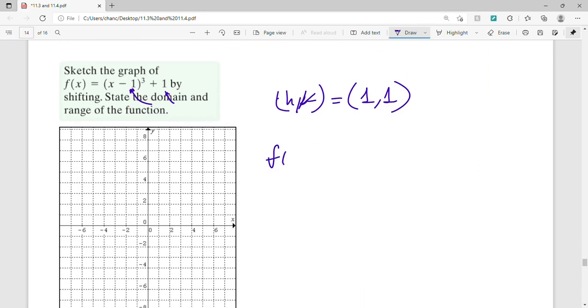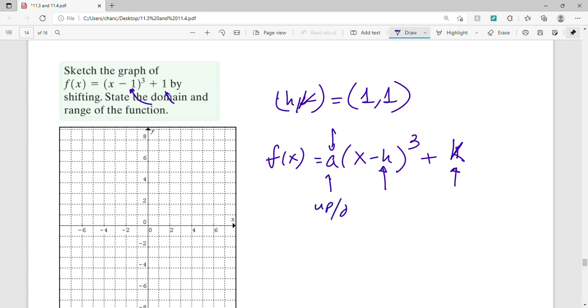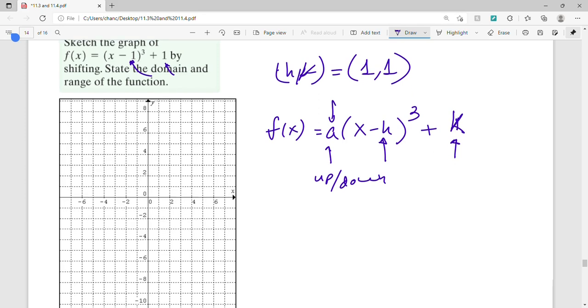And just like before, we have that standard form, where this hk represents our inflection point, and the leading coefficient tells us if it's facing up or down. If it's negative, it's going to be flipped upside down. If it's positive, it's the original parent graph. So let's graph 1 comma 1 for our inflection point. 1 comma 1.